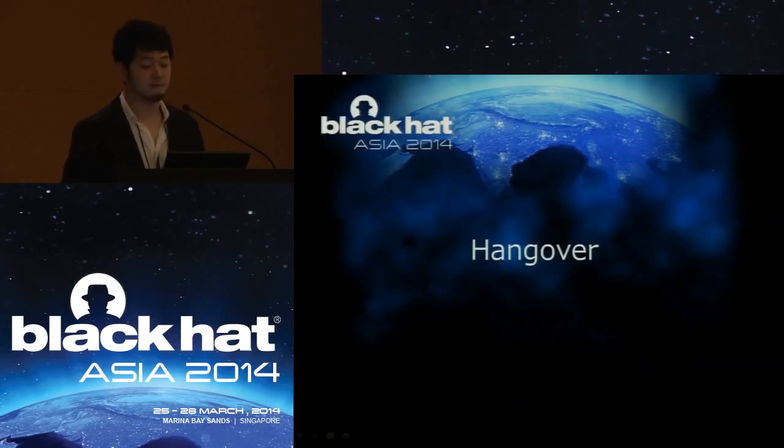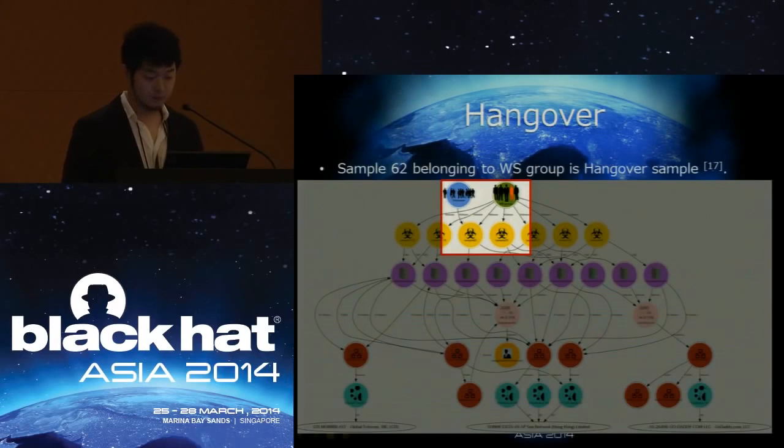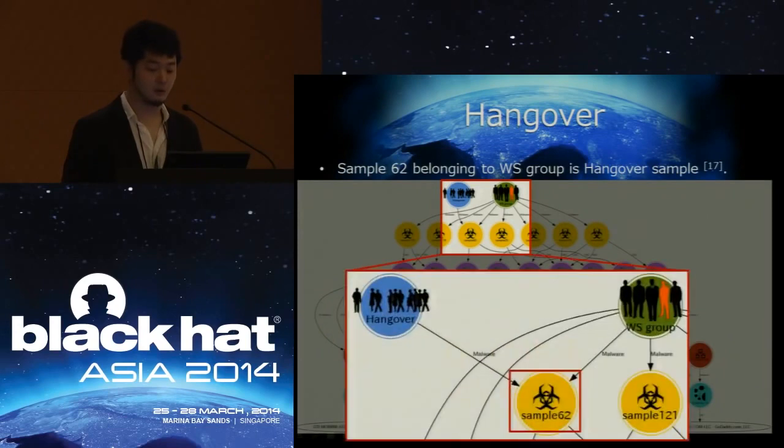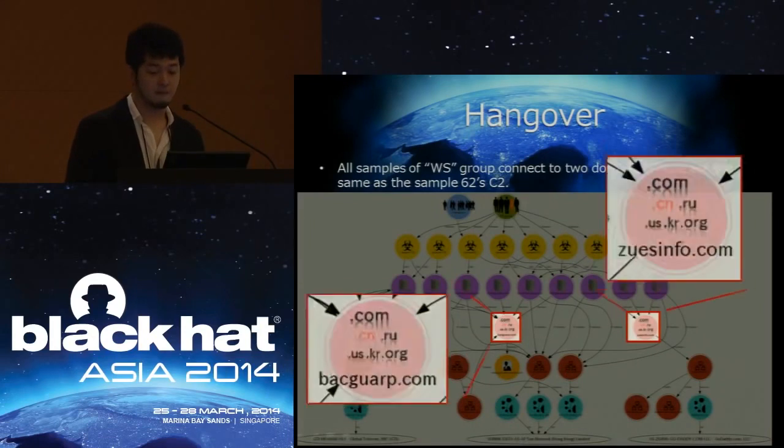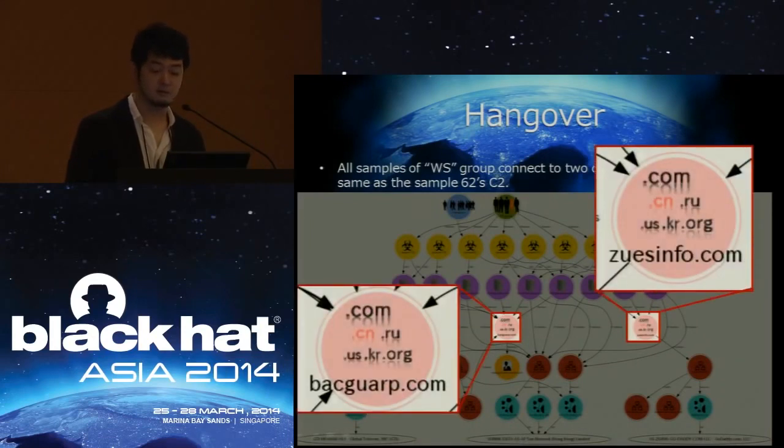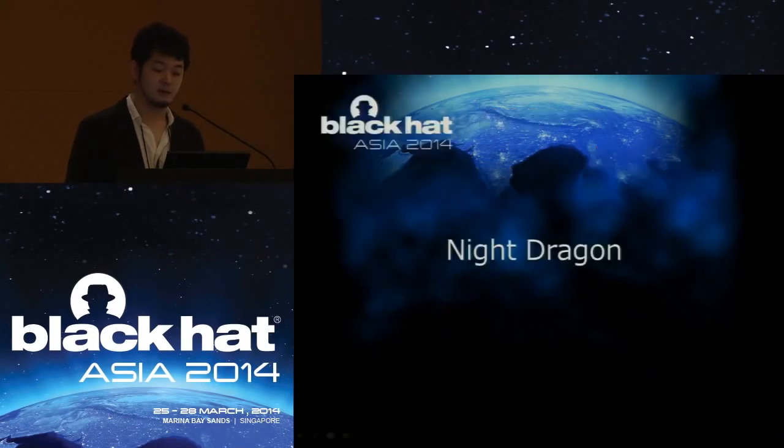Next, hangover. Hangover is reported by Norman Shark and other security vendors. Sample 62 belonging to WS group is the same as one of the hangover samples according to FireEye. And all samples of WS group, including sample 62, connect to two domains, these domains. So WS group is the same as hangover, we think.